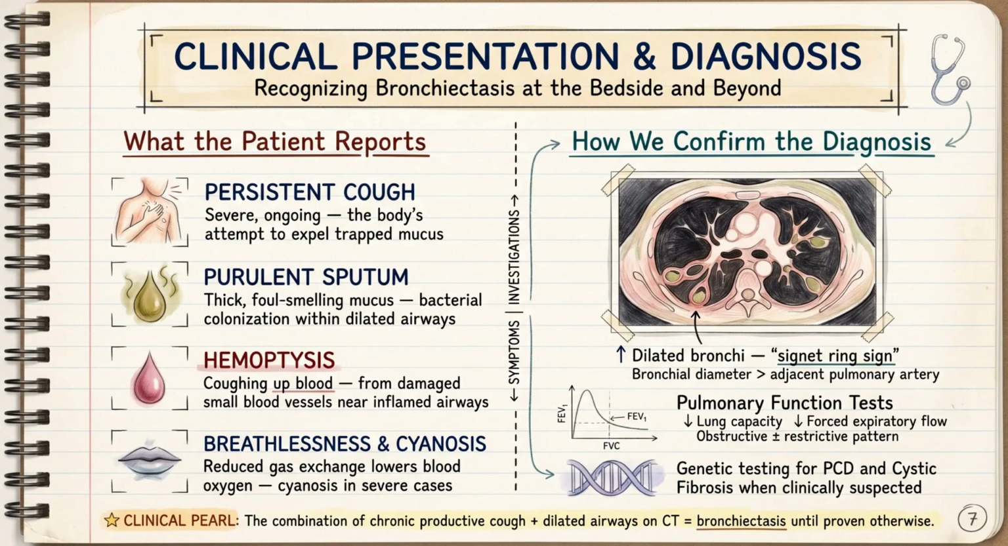We also use pulmonary function tests, which typically show a reduced lung capacity and reduced forced expiratory flow, an obstructive pattern, sometimes with a restrictive component. And when there is clinical suspicion of a genetic cause, we send for genetic testing for PCD or cystic fibrosis. Clinical pearl. Commit this to memory. Chronic productive cough plus dilated airways on CT. That is bronchiectasis until proven otherwise.